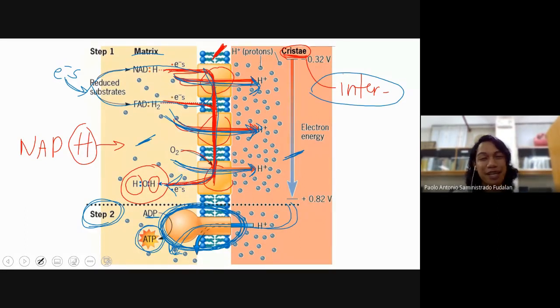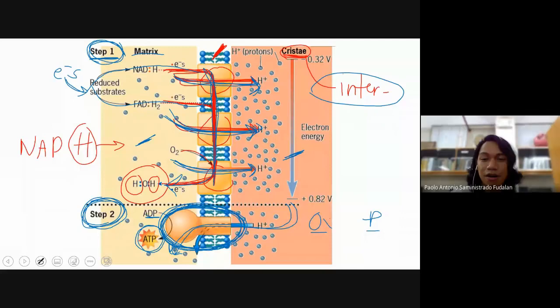Okay, so these two processes need to happen hand in hand, side by side. So first we have the electron transport chain here in step 1. And what is step 2 called? Step 1 is electron transport chain. What is step 2 called? Acronyms O and P. What does O stand for? And what does P stand for? Oxidative phosphorylation, sir.